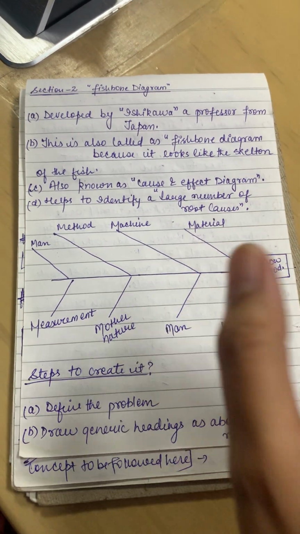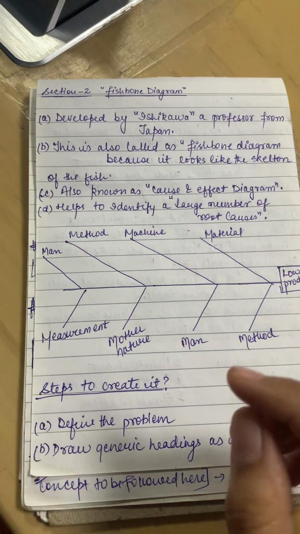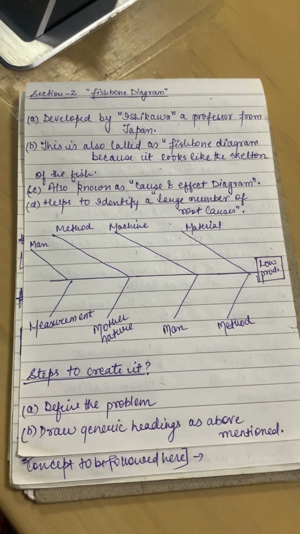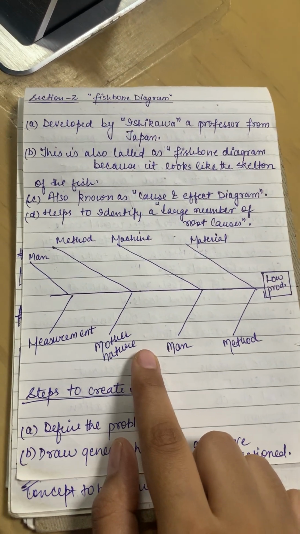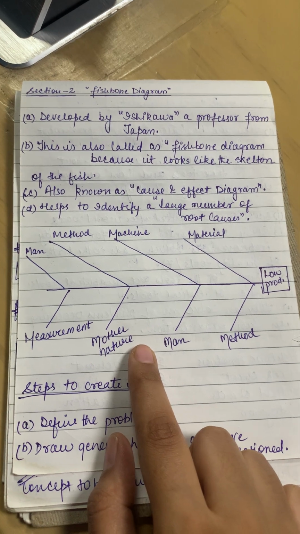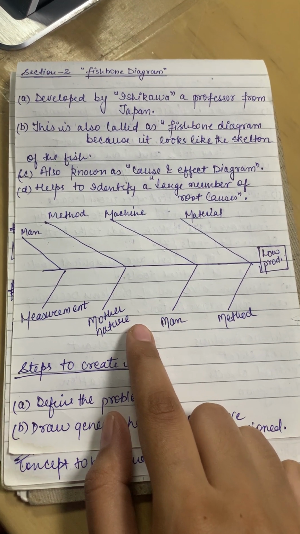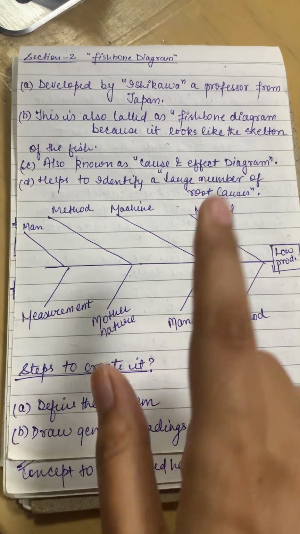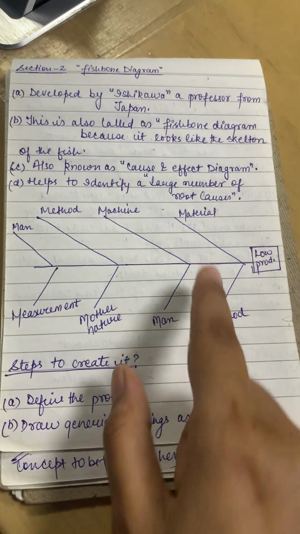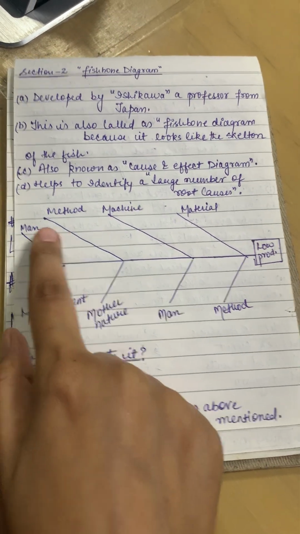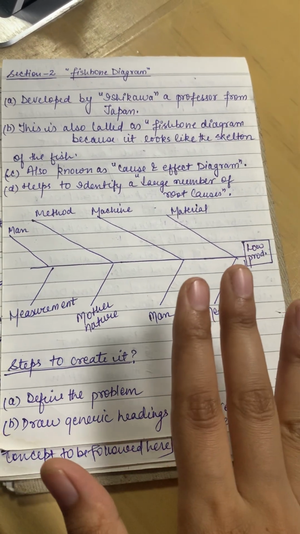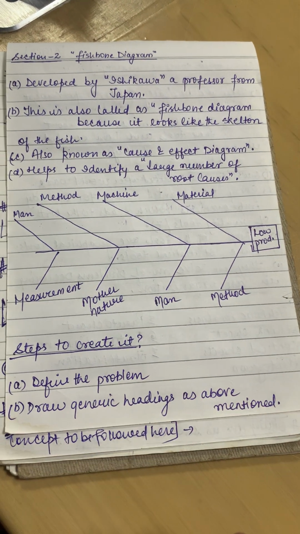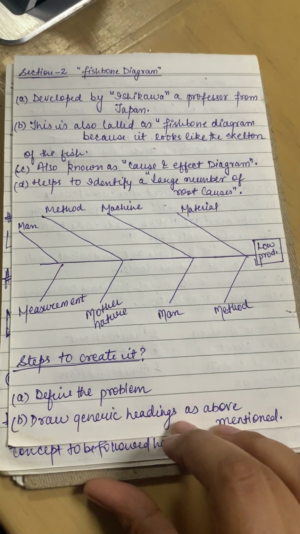I'm taking one simple example. Suppose you are experiencing low productivity in an organization. Now you have to put in your reasons, the root causes. It can be man, method, machine, mother nature, material, measurement. We'll be discussing this later on. I'll give you the example and explain it. How to create it? You have to define the problem first, and draw generic headings as mentioned above.